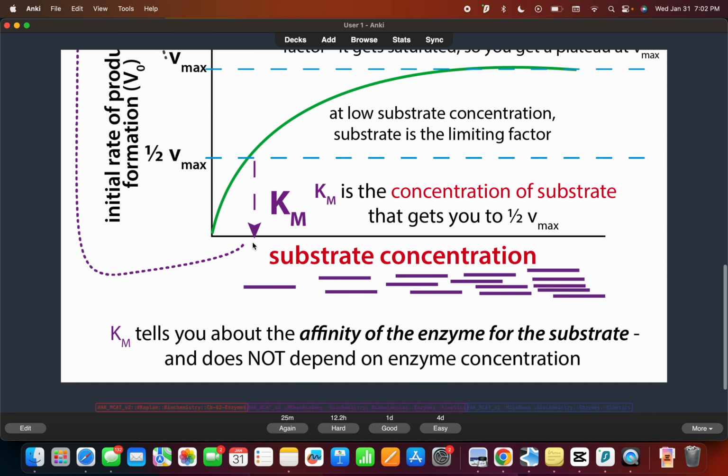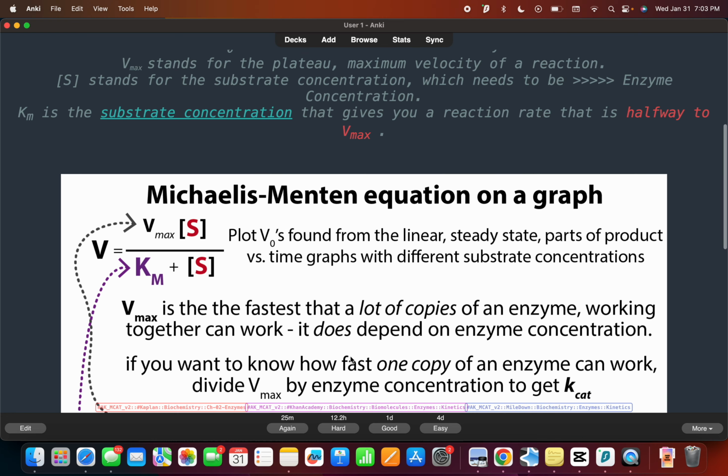Km tells you about the affinity of the enzyme for the substrate, and Vmax tells you about the speed, right? And the Km does not depend on enzyme concentration. So regardless of how many enzymes you add to the equation, the affinity of the substrate to the enzyme stays the same.